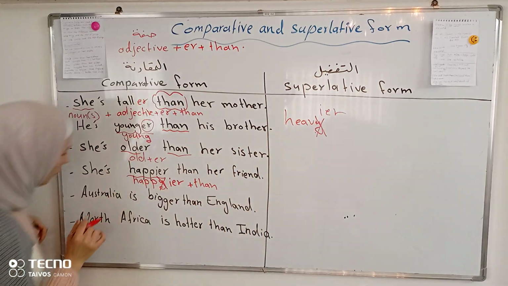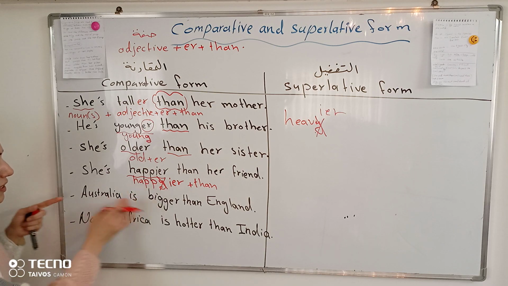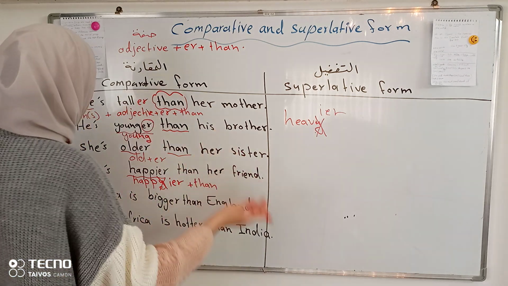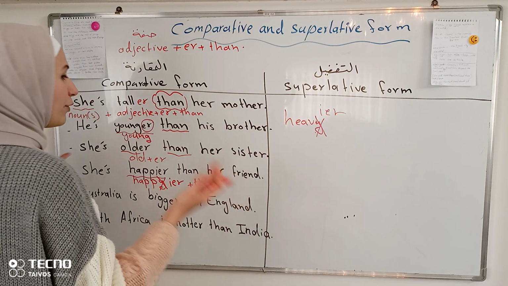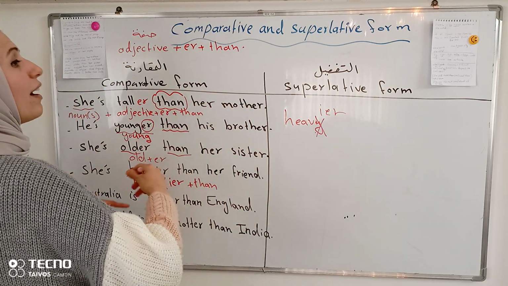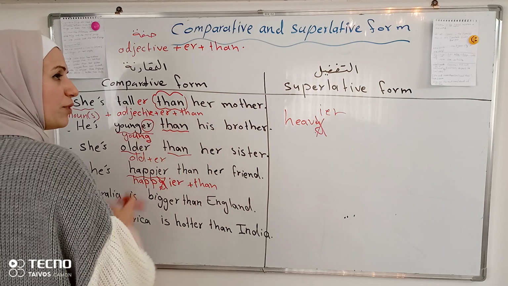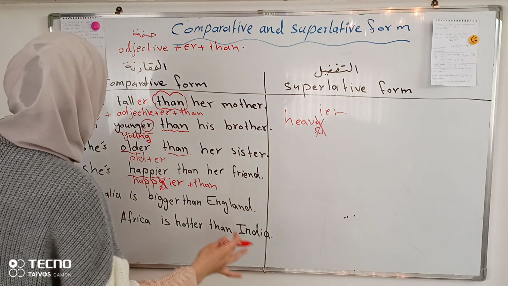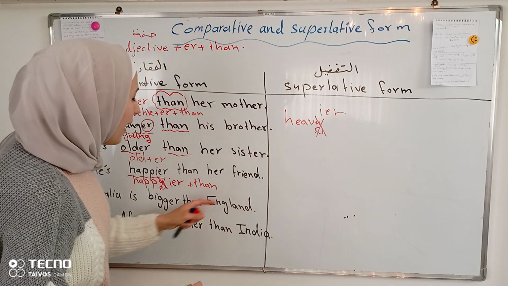نفس الشيء. Australia is... this sentence compares between Australia and England. معناته compare between two things. Compare between two countries. قارنت بين بلدتين. Between Australia and England. Australia is bigger than England.